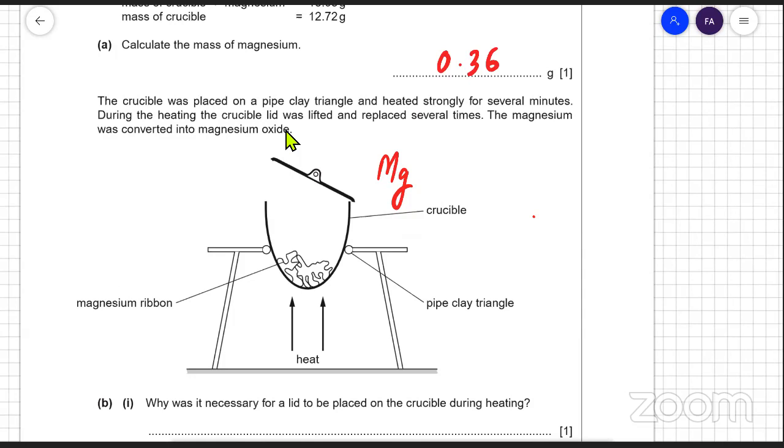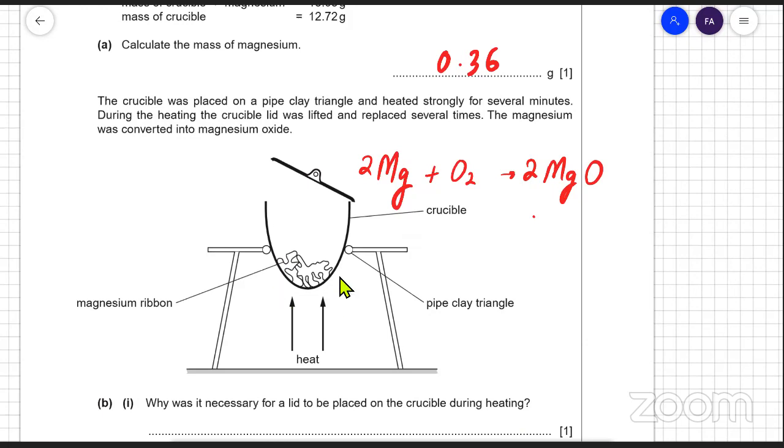So the reaction that's actually taking place is that magnesium is reacting with oxygen, and it is producing magnesium oxide. We know the formula of magnesium oxide because Mg over here is 2 plus and O is 2 minus, so it's going to be MgO. This is not a balanced equation, so there would be two magnesiums and two magnesium oxide, but we never needed the equation in the first place. Part B1 of the question states, why was it necessary for a lid to be placed on the crucible during heating?